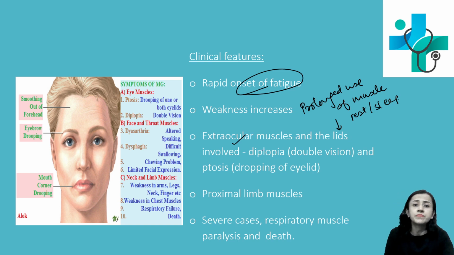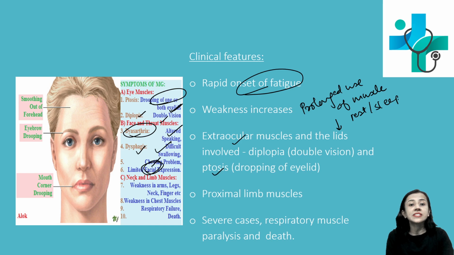The person has ptosis, that is drooping of the eyelid, either one or both eyelids droop down. Second is double vision, diplopia, because damage to the extraocular muscle affects muscle contraction. Face and throat muscles are also affected, so the person has dysarthria, difficulty in speech, and dysphagia, difficulty in swallowing and chewing. The person also has difficulty in facial expression, and neck and limb muscles are affected, resulting in weakness in the arms, legs, neck and fingers.